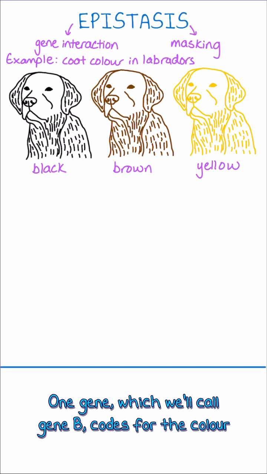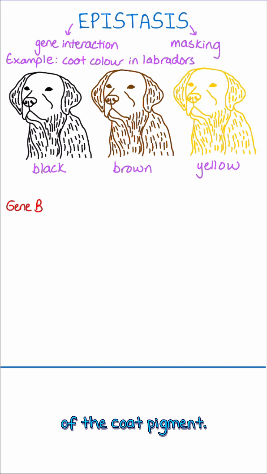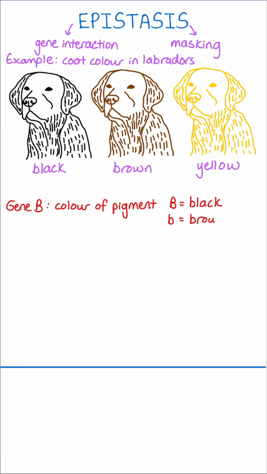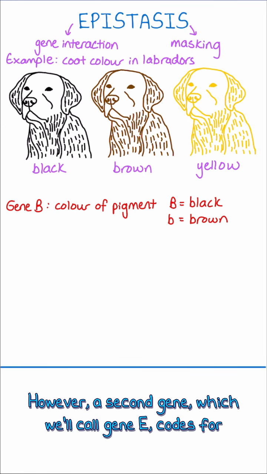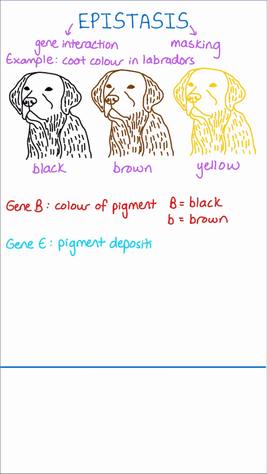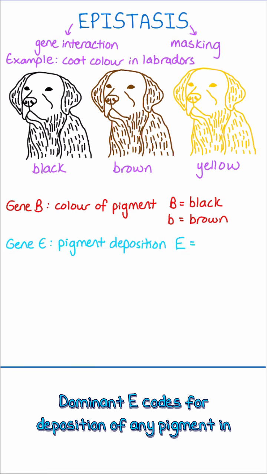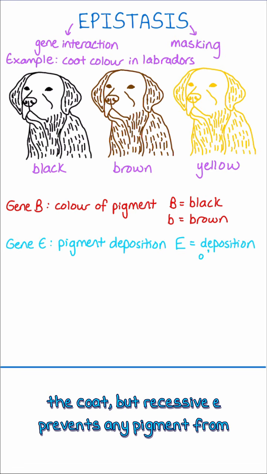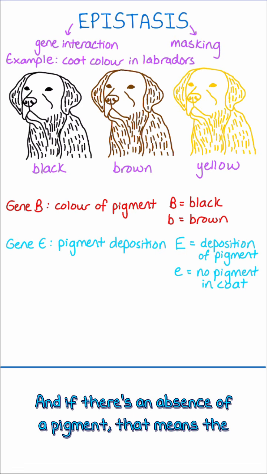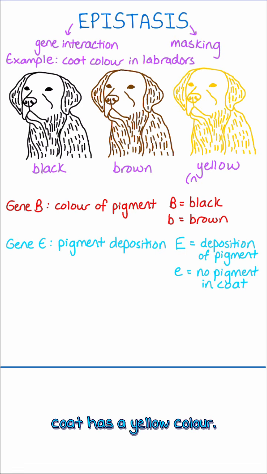One gene, which we'll call gene B, codes for the colour of the coat pigment. Dominant B codes for black and recessive B codes for brown. However, a second gene, which we'll call gene E, codes for deposition of the pigment in the coat. Dominant E codes for deposition of any pigment in the coat, but recessive E prevents any pigment from being deposited in the coat at all. And if there's an absence of a pigment, that means the coat has a yellow colour.